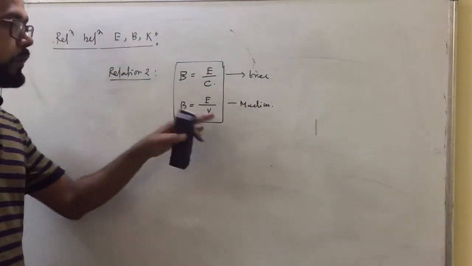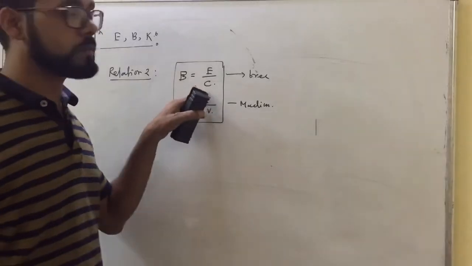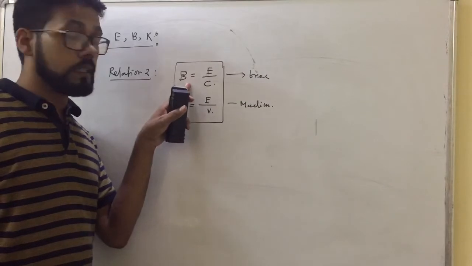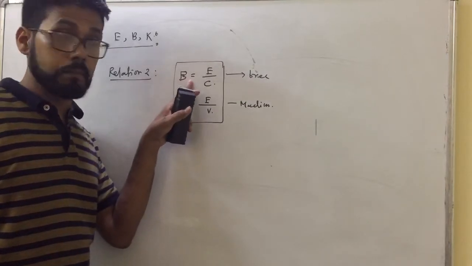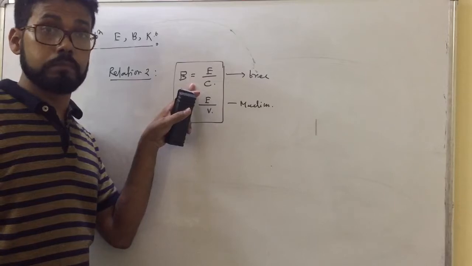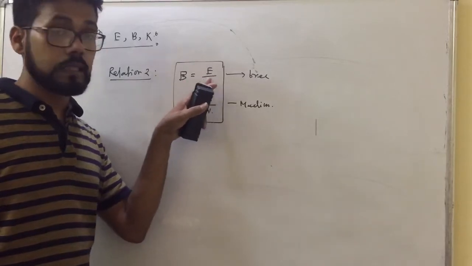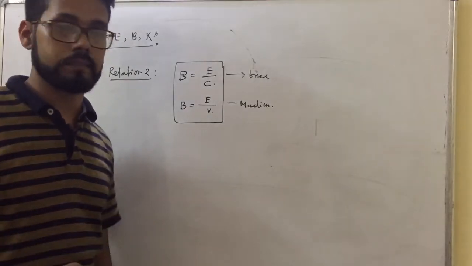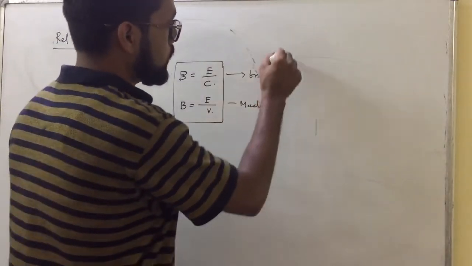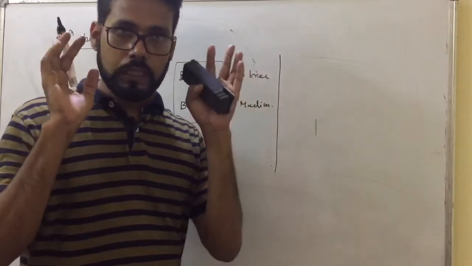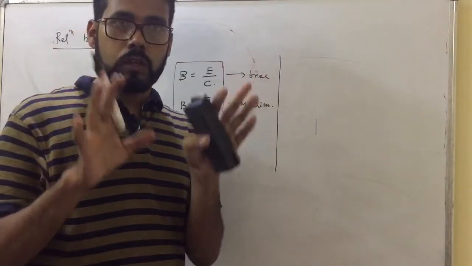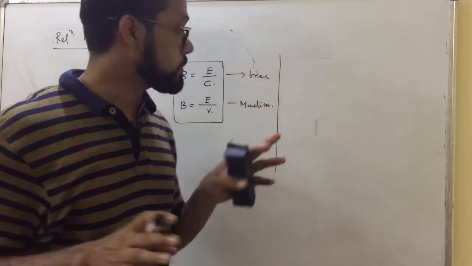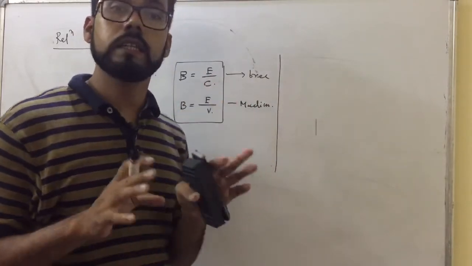Now forget about the medium. Now we focus on the relation in free space. So what does it mean? It means that in an electromagnetic wave, the magnitude of the magnetic field is C times smaller than the electric field. That is why when we talk about the polarization of an electromagnetic wave, we often talk about the polarization of the electric field, not the polarization of the magnetic field, because the magnitude of B is C times smaller than the electric field.